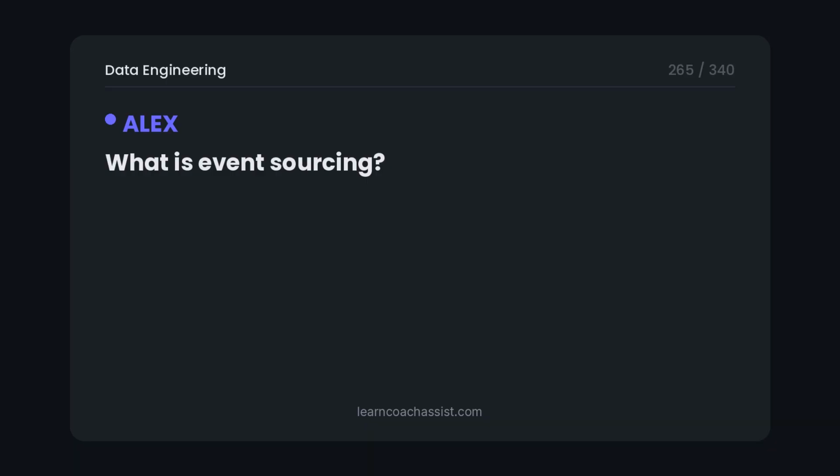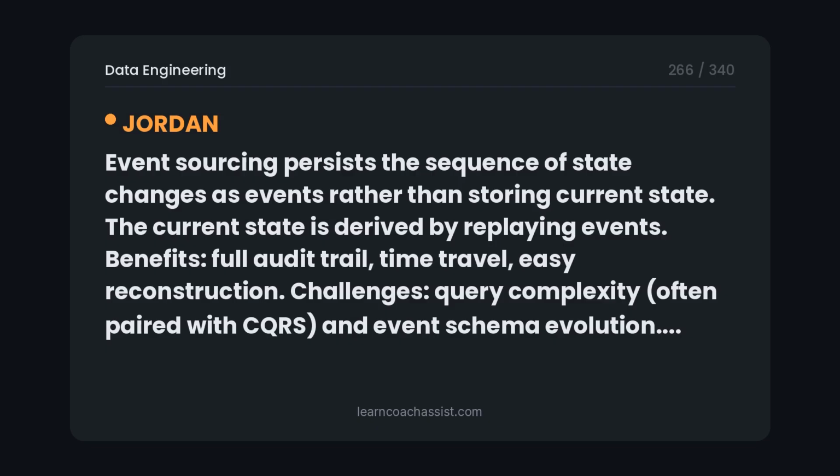What is event sourcing? Event sourcing persists the sequence of state changes as events rather than storing current state. The current state is derived by replaying events. Benefits: full audit trail, time travel, easy reconstruction. Challenges: query complexity, often paired with CQRS, and event schema evolution. Kafka's compacted topics are a common event store.